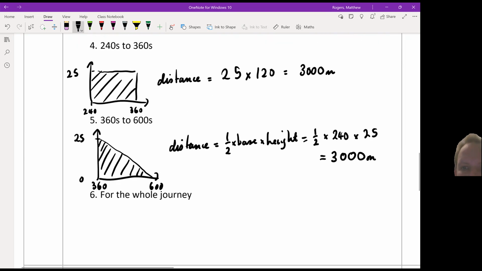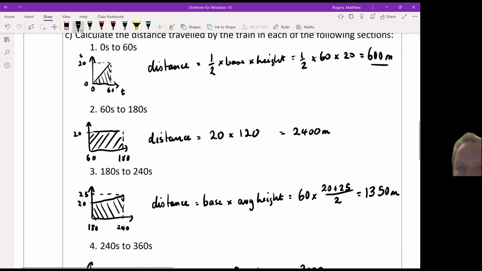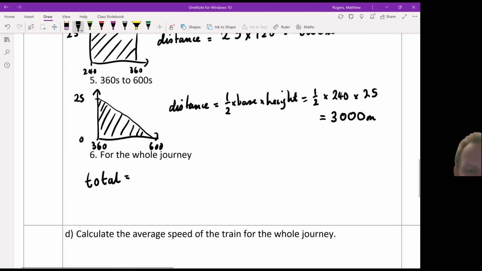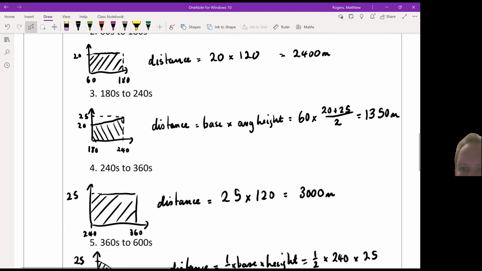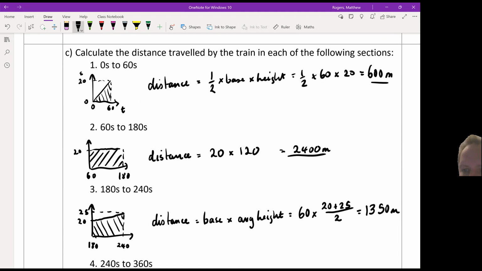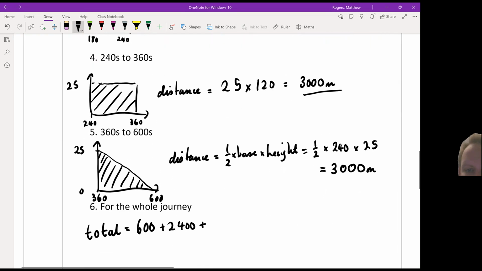Then the final part says the total distance for the whole journey. Well, for this, we're just going to add up all those distances that we've just had. So if I write it out as a sum from the top, I've got 600 plus 2,400 plus 1350, let's underline them as I go so I don't miss any, 1350 plus 3000 plus the last 3000 down here at the bottom.